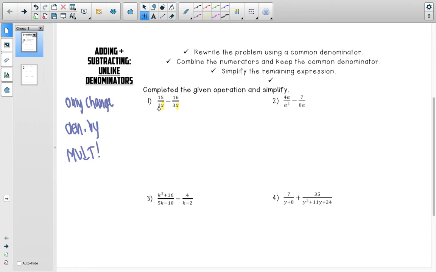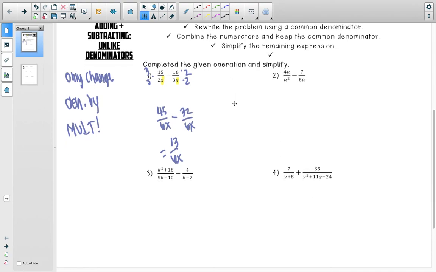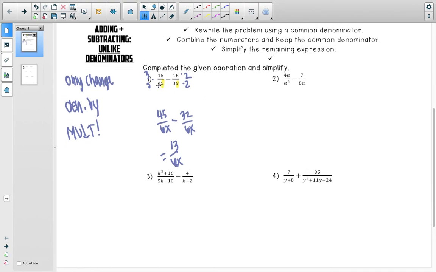So 2 and 3, they both have a 6 in common. So I'm going to multiply this by 3 on top and bottom, and this by 2. And I always say, if you're not sure, then multiply by the other denominator, and it will always work. So 15 times 3 is 45, and you get 6x on the bottom. And then 16 times 2 is 32, and you get 6x on the bottom. So you're literally going to take 45 minus 32, and that gets 13 over 6x, and that won't simplify, so that's your answer.